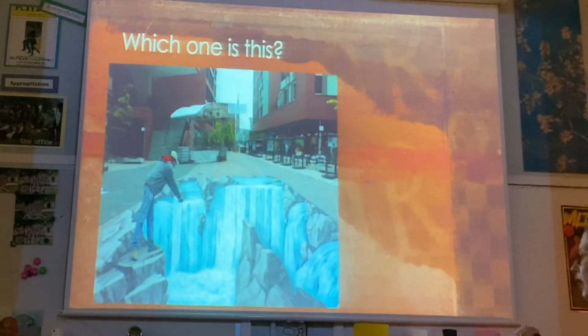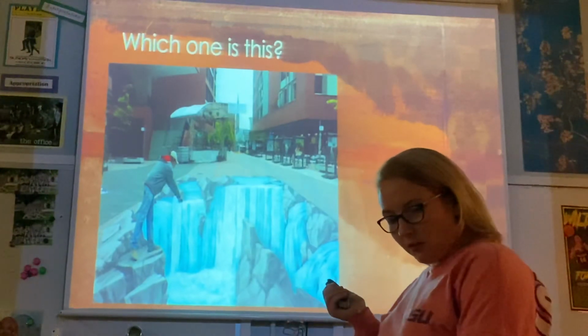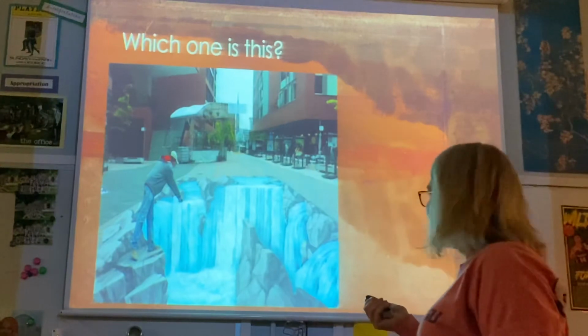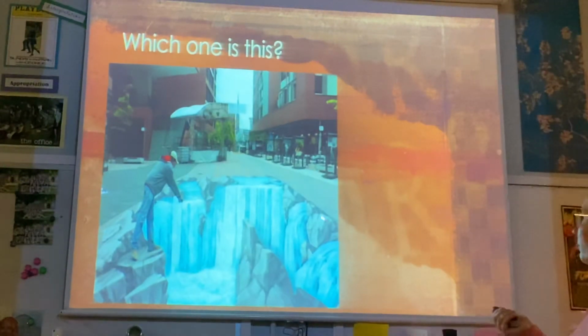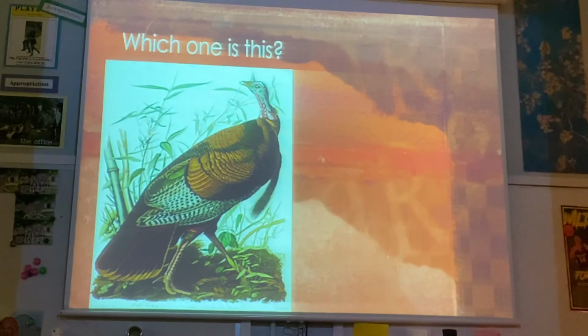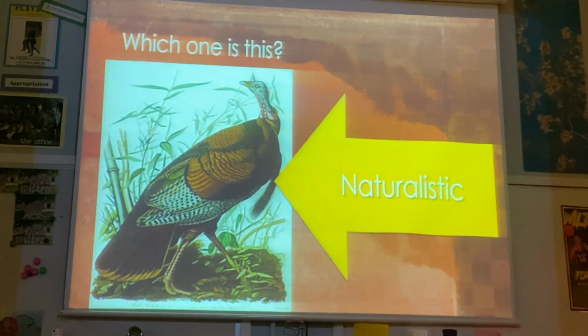Which one would you say this is? Turn your paper and let's see if you can figure out just by looking at them what type they are. So it looks like you're about to fall off of a waterfall. So you know you're on a sidewalk. So this one's illusionistic. What about this one? It's in its natural habitat, so it is naturalistic.